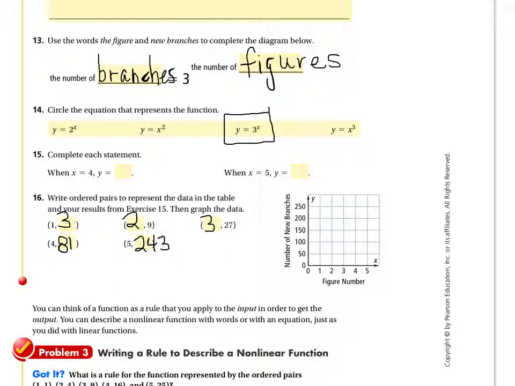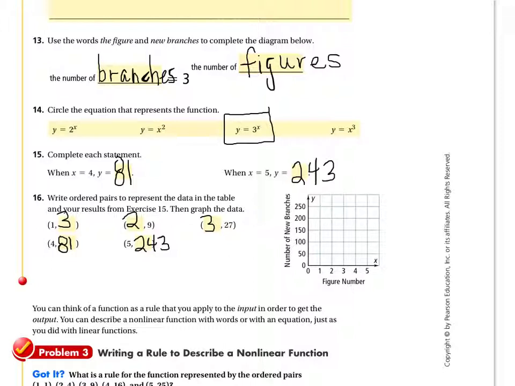So on number 15, when x equals 4, y is going to equal 81, because 3 to the 4th power is 81. When x equals 5, y will equal 243, because 3 to the 5th power is 243. Filling in these last two coordinates will allow us to fill in each ordered pair. So take a second to do that.